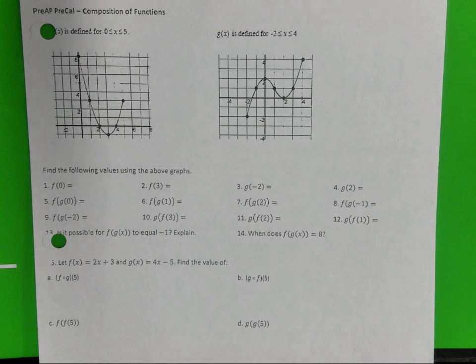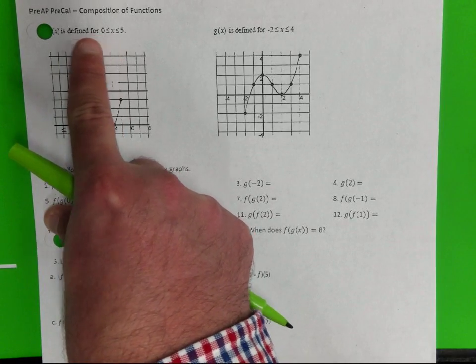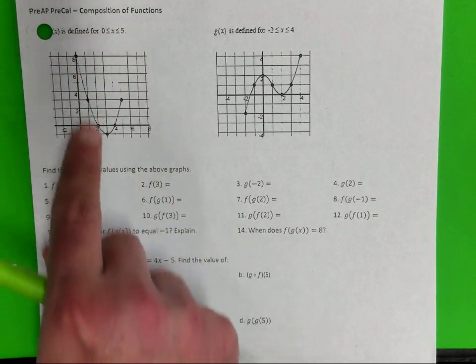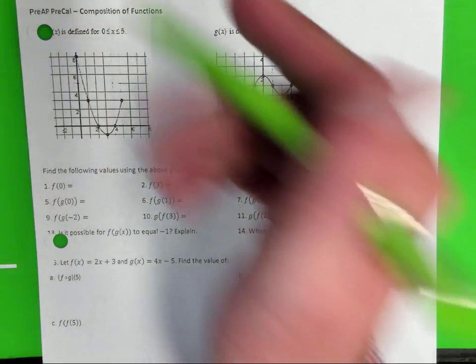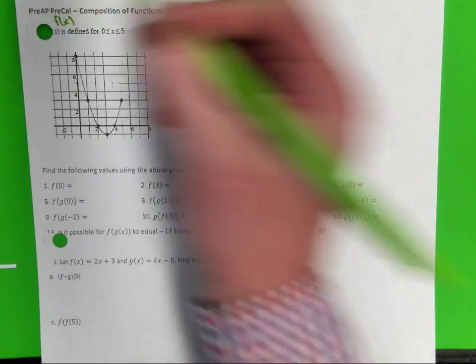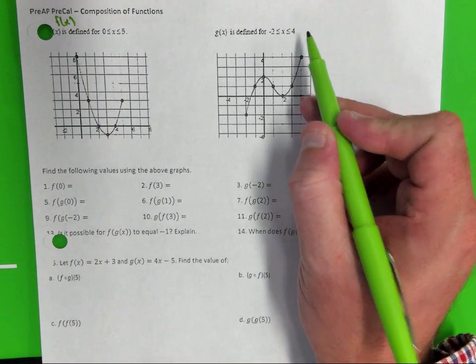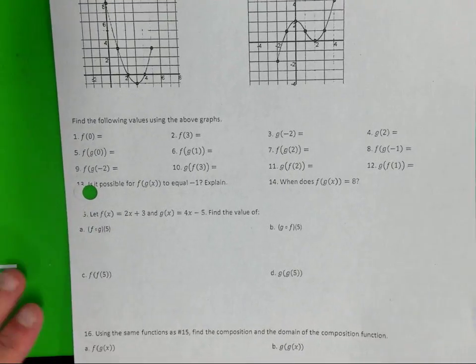All right, so we have two functions here. We have f of x, defined for, let's see if we know what this means. This function exists from where? 0 to 5. That's what it means. The f got cut off, so this is f of x. And this is g of x, defined for the domain negative 2 to 4. And we want to find the following values using the graph.